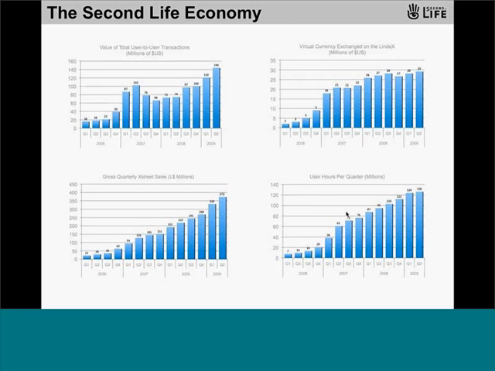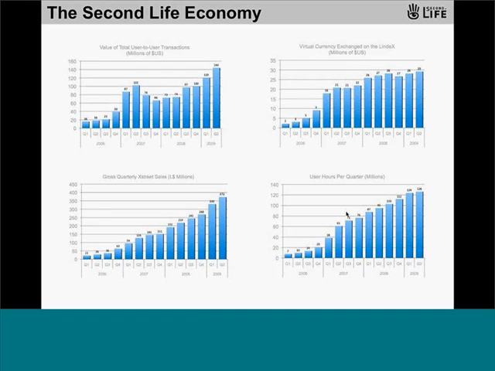The next metric, of course, is the amount of virtual currency exchanged on the Lindex, and we'll talk about what the Lindex is and what this number means. But what you see is that this is a steady state with slight growth of exchange between residents, where they are actually trading the virtual currency for U.S. dollars and U.S. dollars for virtual currency.